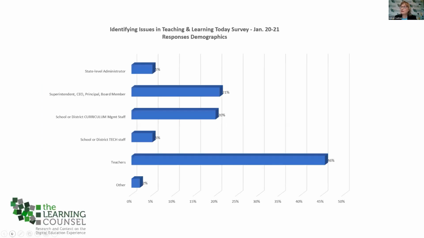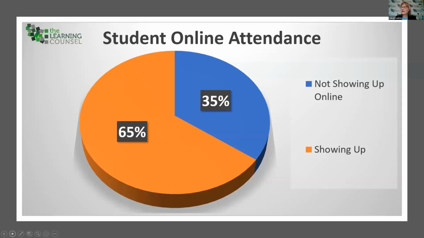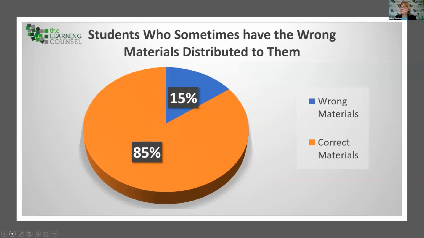But we did this national survey, a good split between the teacher ranks and the administration ranks, answering this national survey. And what we found was that school districts are saying 35% of kids aren't showing up anyway. This is a big problem, and it has to do with the core of access. Do they even know where they're supposed to go? Do they have an access point? And then 15% of the time they're given the wrong materials.